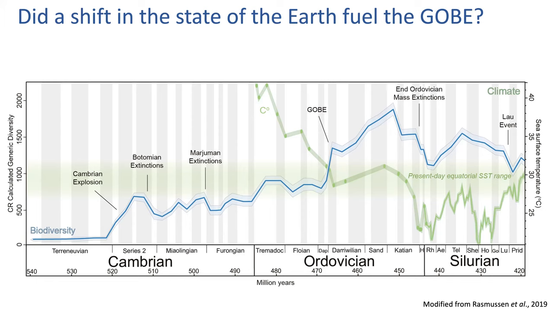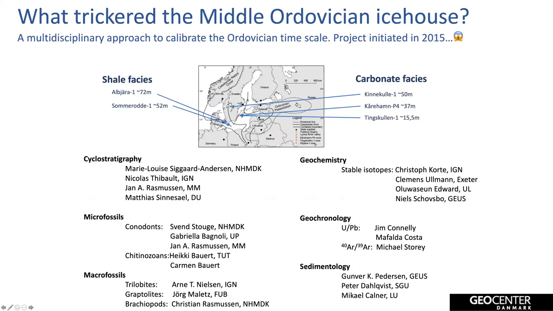Many years ago, now I have to say, unfortunately, we initiated a project where we wanted to look at whether there was a cyclostratigraphical component to this onset of ice age conditions. We basically set out to create a new astro-calibrated timescale through the Ordovician and particularly through the GOBE event.